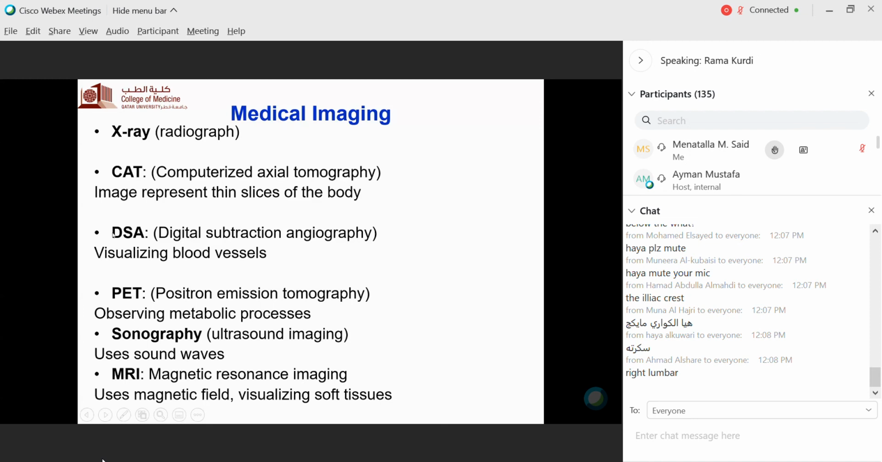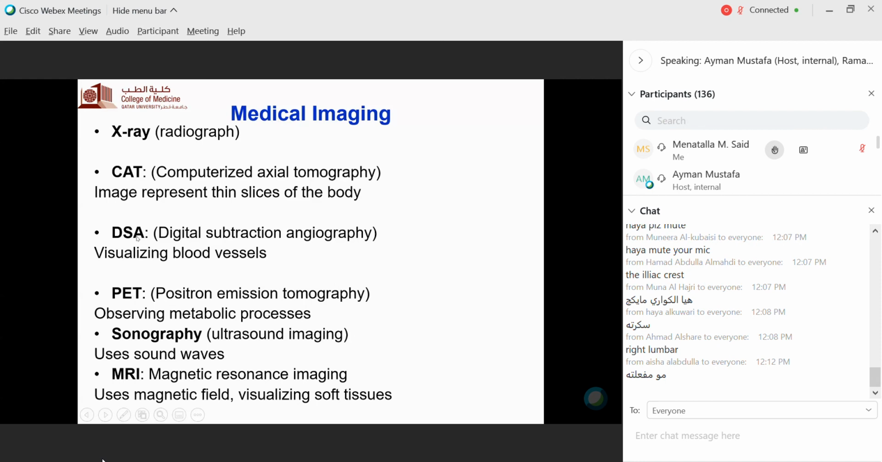DSA, digital subtraction angiography. Angio means blood vessel, graphy, so this technique is for visualizing blood vessels. So if you want to see the blood vessels, you use this technique. PET, positron emission tomography, this technique is used to see metabolic processes. You can take an image of the liver to see which areas of the liver are active, are functional.